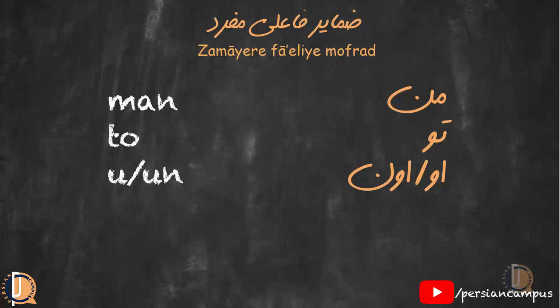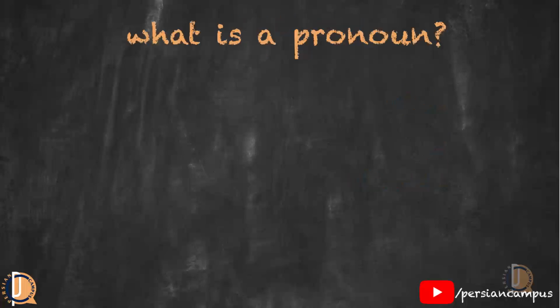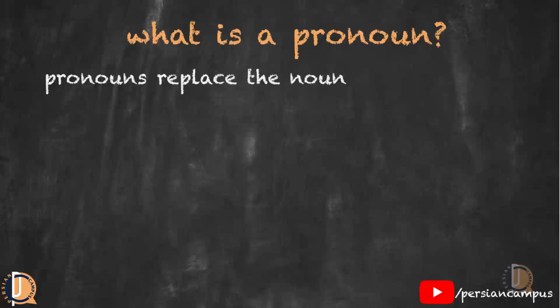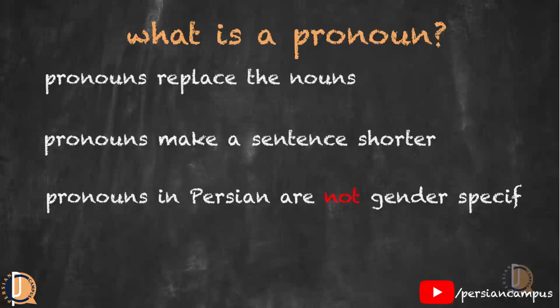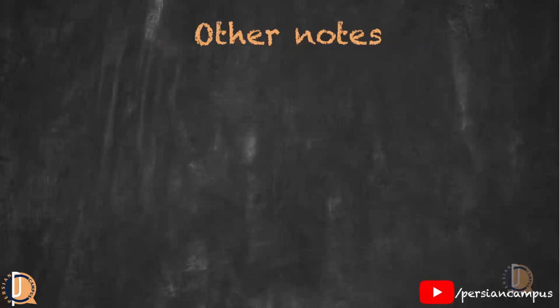Before we continue the list of pronouns, we should first understand what a pronoun is. Personal pronouns replace the nouns in a sentence. The pronouns make a sentence shorter and avoid the repetition of a noun in a sentence or in a text. The pronouns in Persian are not gender specific, so there is no difference whether we are talking about a male or a female subject. There are a few other things we need to consider when we are using personal pronouns.